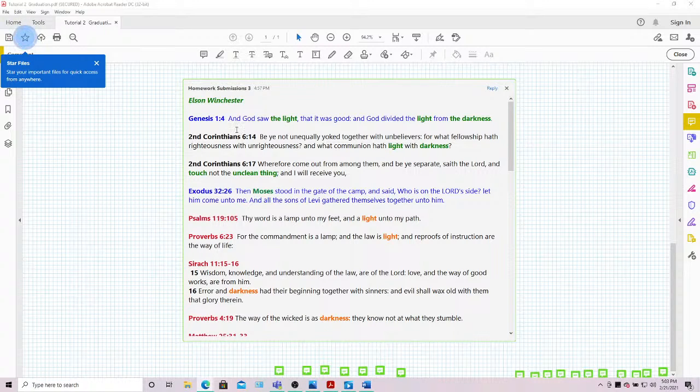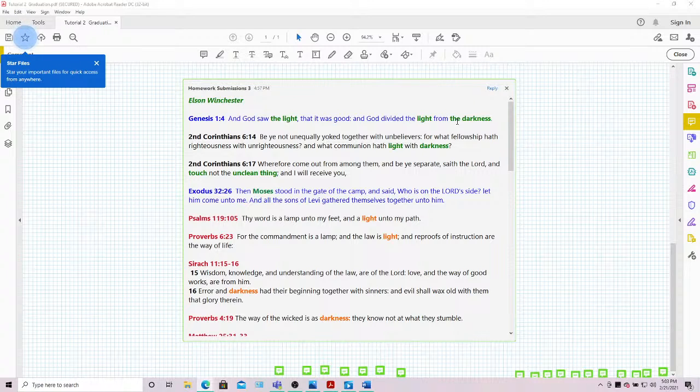It reads, and God saw the light, that it was good. And God divided the light from the darkness. Brother Elson Winchester, I tip my hat off to you. You broke out the Genesis, and this is a powerful precept. I give him his props, because Genesis is one of the hardest books to read in the Bible, and for that brother to accurately pull the precept out of Genesis to show the plumb line, hats off to him. It's a clear separation, and he nailed it right on the head.